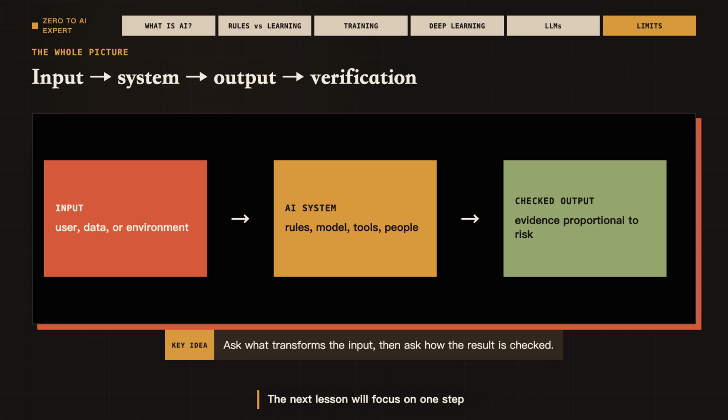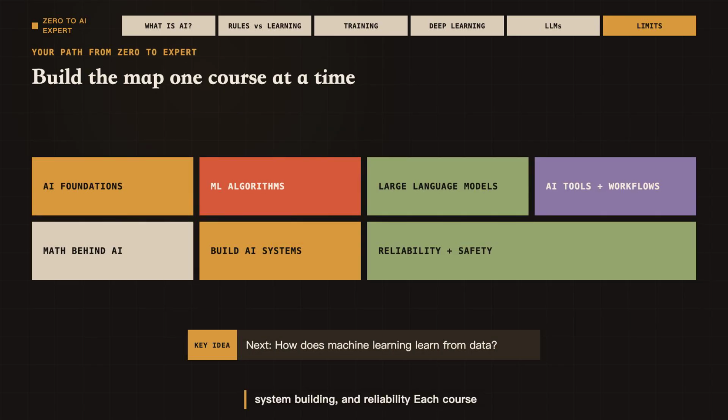The next lesson will focus on one step we only introduced today: how machine learning changes model parameters from examples. Later courses will separate algorithms, large language models, practical AI workflows, mathematics, system building, and reliability. Each course answers a different kind of question.